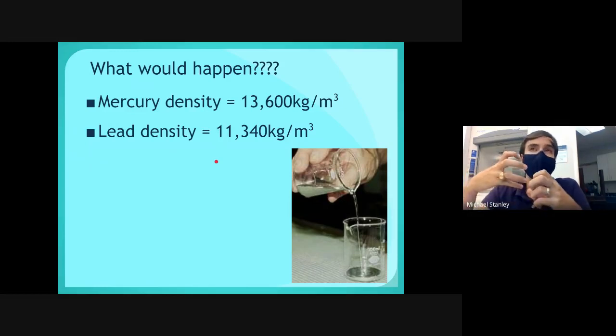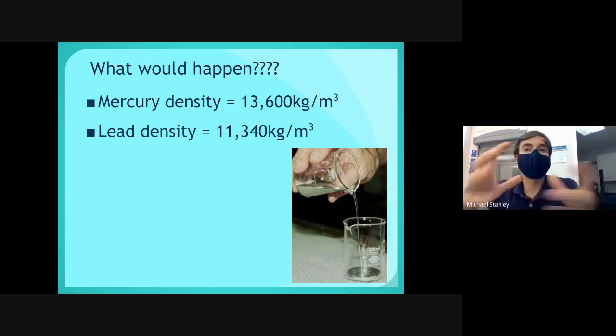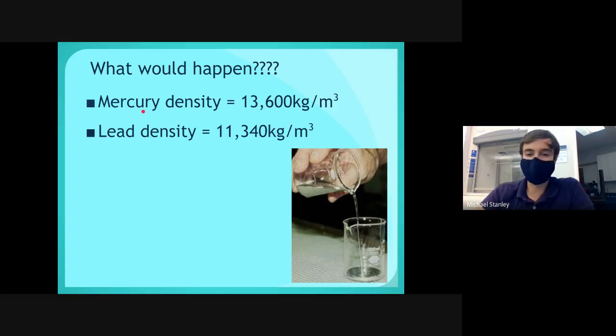So this density regarding how things sink or float or interact with each other is true even if you have solids and liquids that are mixing together. A pretty cool example of this is that mercury has a pretty high density, 13,600 kilograms per cubic meter. And so does lead, 11,340 kilograms per cubic meter. So both these guys have a pretty high density. They're both relatively dense metals.